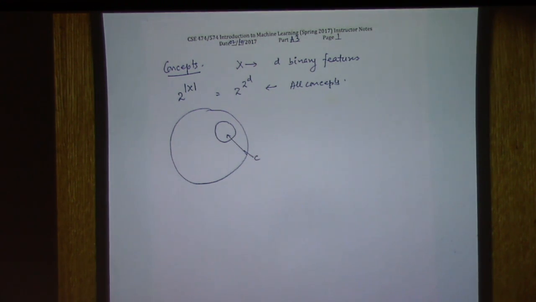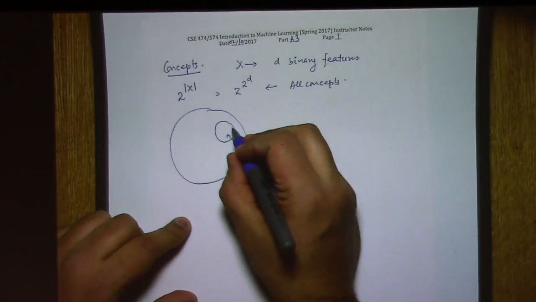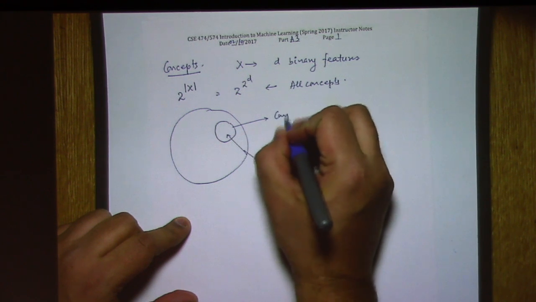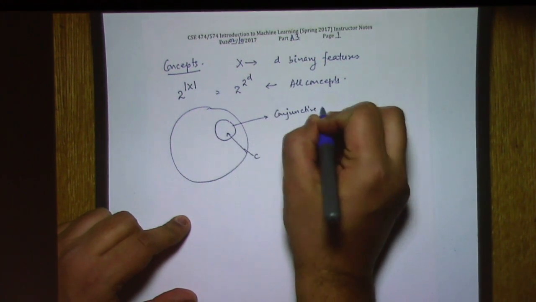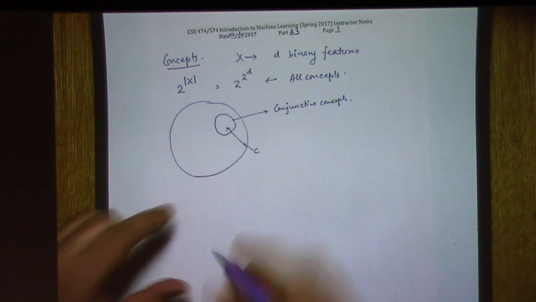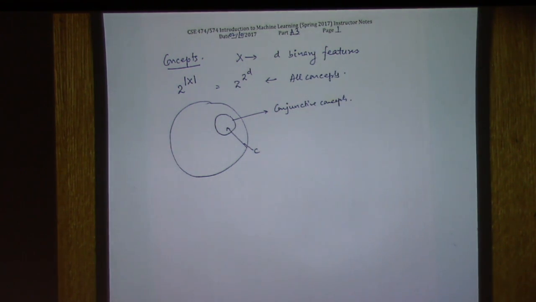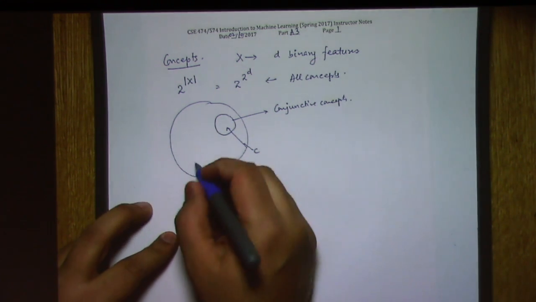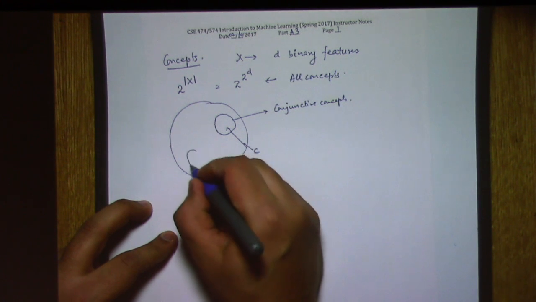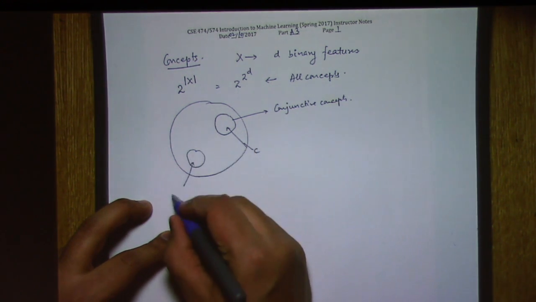And then you can define this space in many ways, right? So one way we defined this space was conjunctive concepts, where we said that every concept can be expressed as a conjunction of one or more features, right? But you could have other concepts as well. So for example, you could have disjunctive concepts, and I'll talk about it in a second.